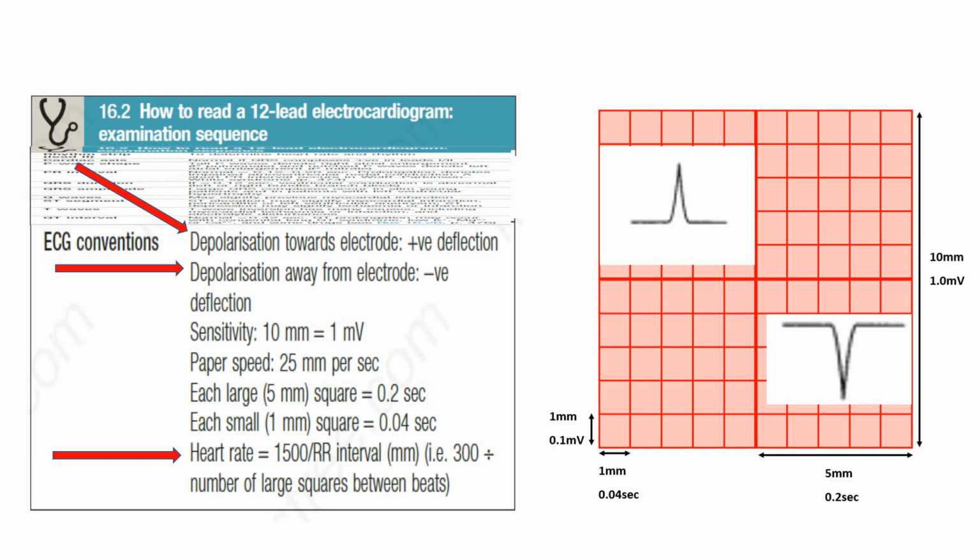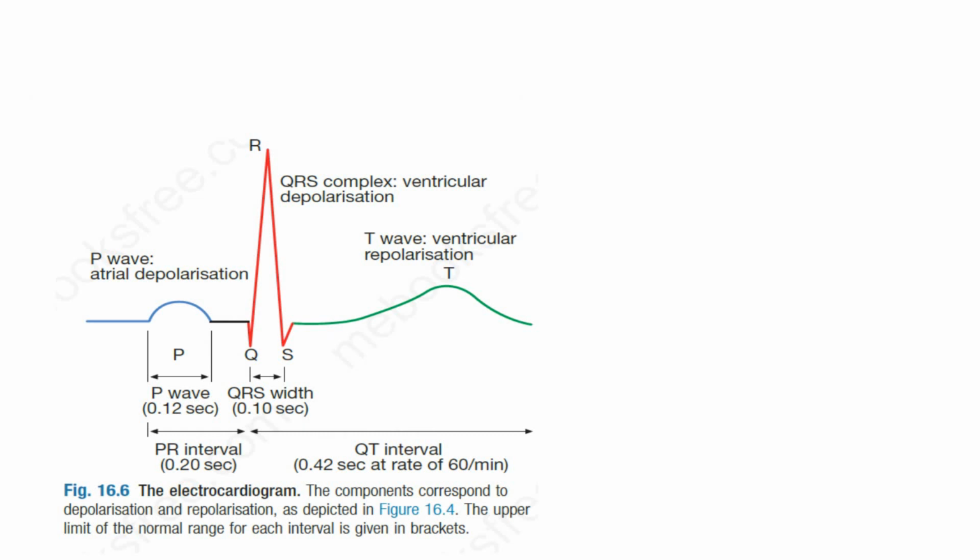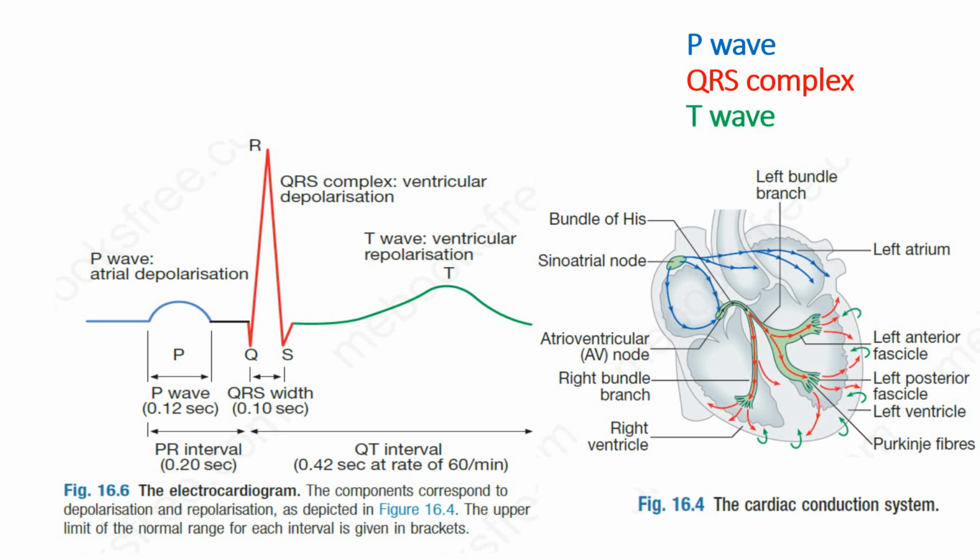Now come to components of an ECG. There are 3 main components to an ECG: P wave, QRS complex and T wave. If we want to understand this, we need to know cardiac conduction system. This figure shows cardiac conduction system. This SA node, this AV node. When SA node fires, it produces P wave, indicating atrial depolarization. When AV node fires, it produces QRS complex and indicates ventricular depolarization.